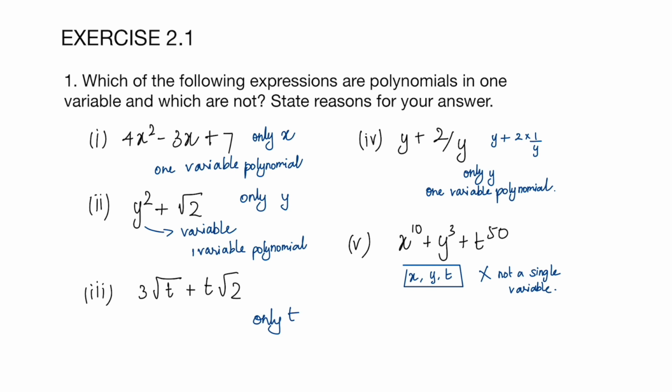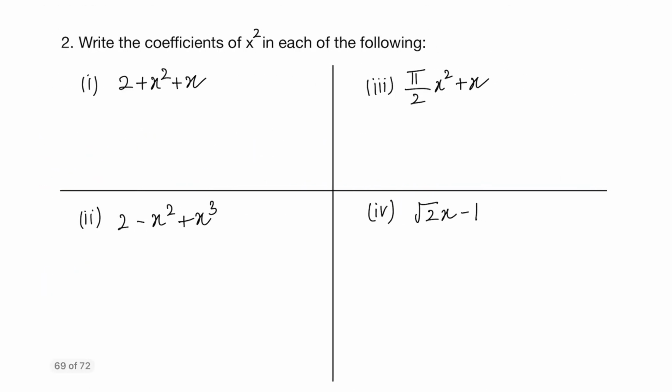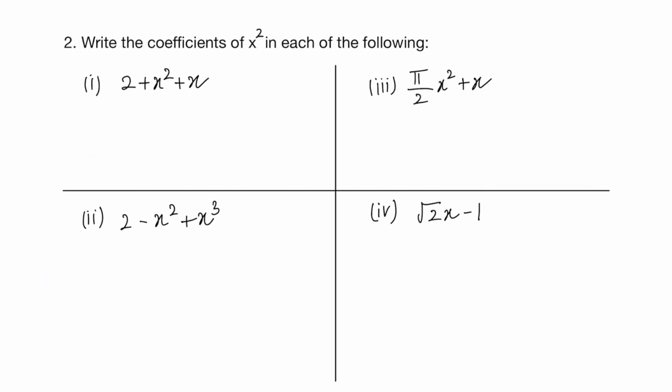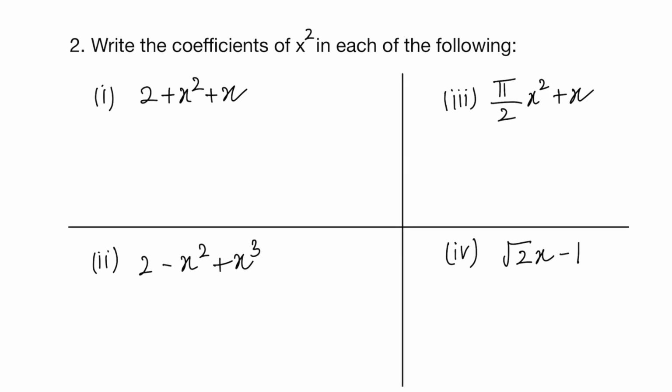So that is the first question of exercise 2.1, and we are moving to the second question here, and they are asking us to write coefficients of x squared in the following. Okay, in the previous video we have seen what coefficients are exactly, so I hope you have watched it. If you haven't, please go back and watch that. Only then you would be able to understand this, right? Okay, so we are first going to find the x squared term and we are going to get its coefficient.